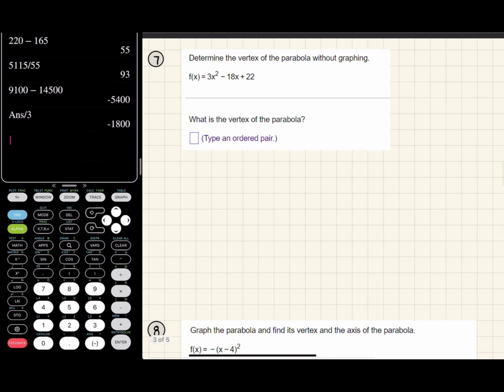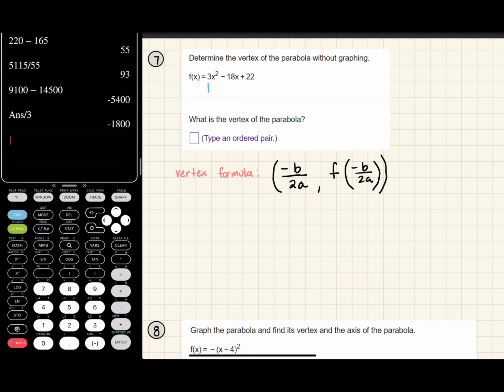But now we get one where we're given a parabola that's not in vertex form, and if we're going to find the vertex of something like this, then we need to use the vertex formula. And the vertex formula looks complicated, but it's not too bad. It's -b over 2a, comma, f of -b over 2a.